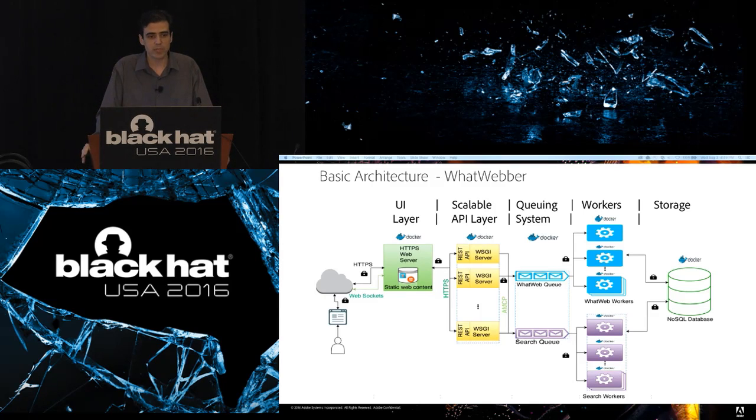So what he wanted to be able to do is run a tool called WhatWeb to be able to fingerprint websites. And he wanted to be able to do it in a scalable manner. And so you can see that he separated out the UI layer from the scalable API layer, from the queuing system, from the workers, and the storage.